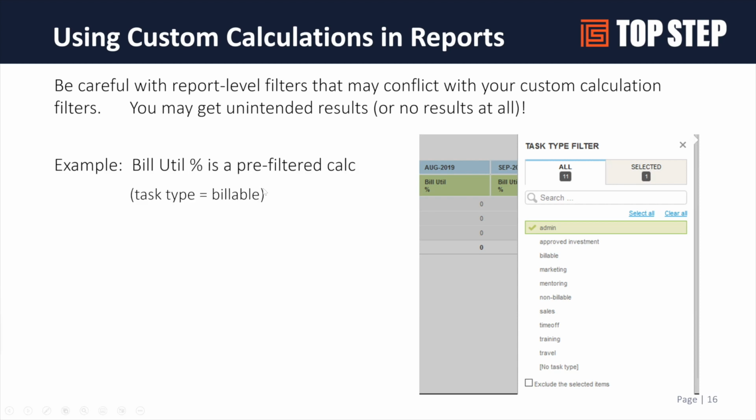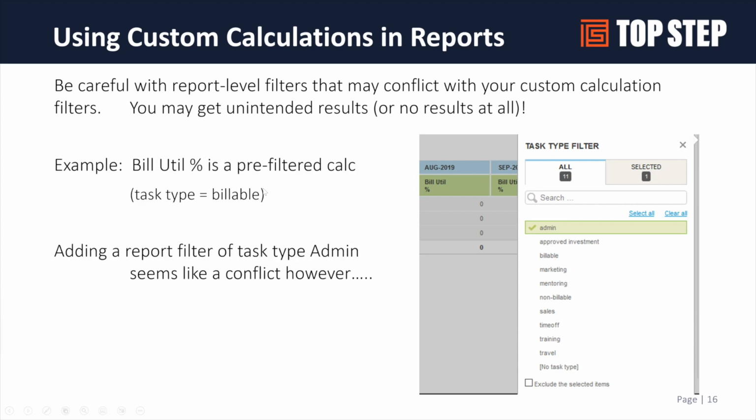Bill rate is another good example of that. You could have task type conflicts between how you calculate bill rate.